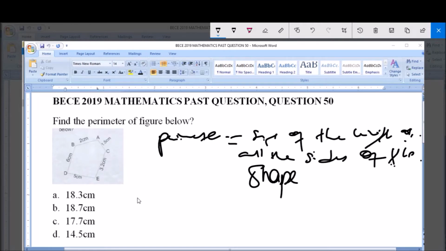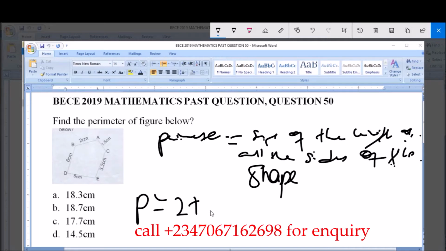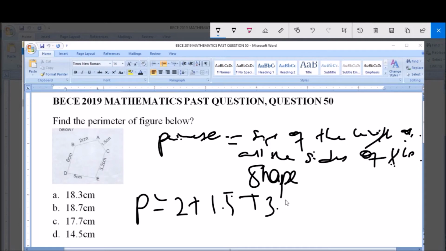So therefore our perimeter P is giving us, well, let's start with A here. From this side, let's start with this 2. So we have 2 plus 1.5 plus 3.2 plus 5 cm and plus lastly 6 cm, because it has 5 sides. So we are adding the length of these 5 sides to give us our perimeter.